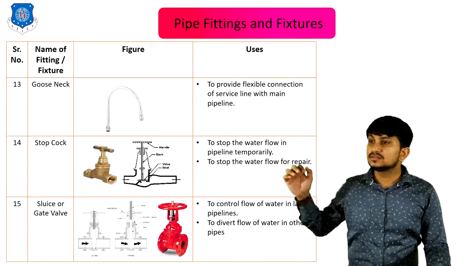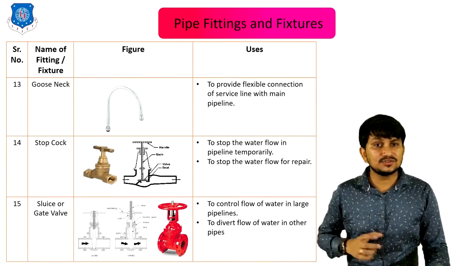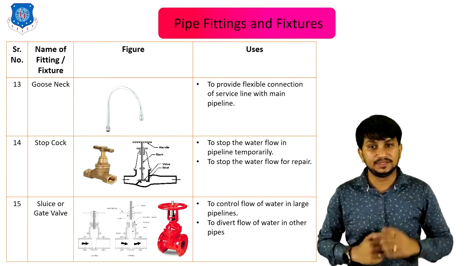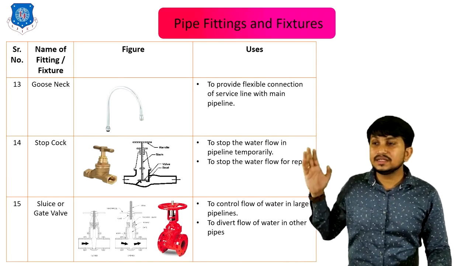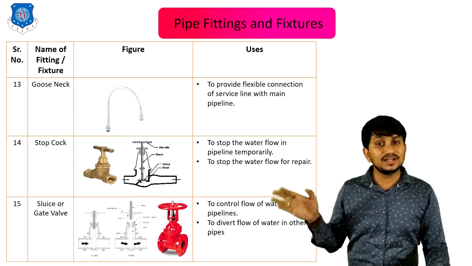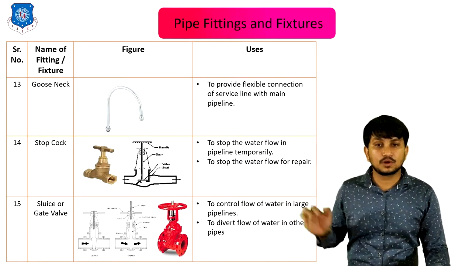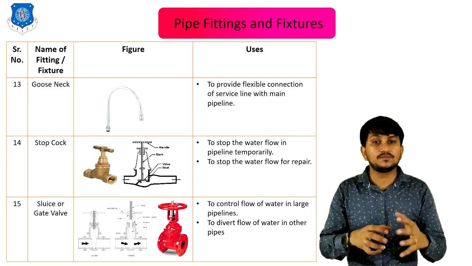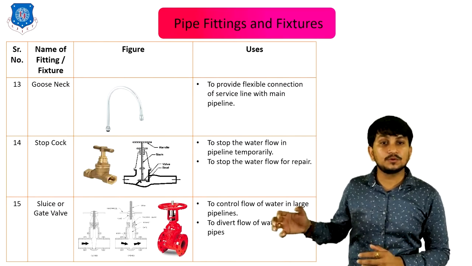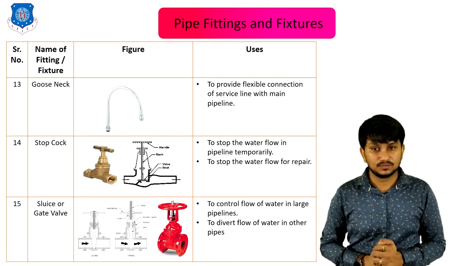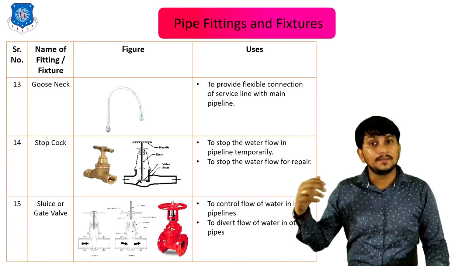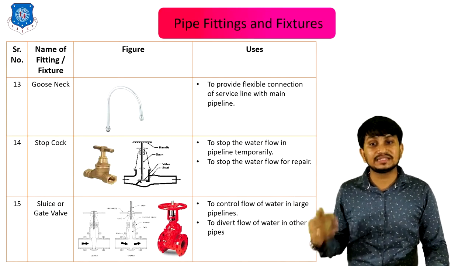13th is gooseneck. It is used to provide flexible connection of service line with main pipeline. It is usually used in the bathrooms also. Fourteenth is stopcock. You can clearly see the structure of stopcock. It is used to stop the water flow in pipeline temporarily. It is used to stop the water flow for repair work also. This is called as stopcock. It is generally used in all bathroom fittings or kitchen fittings, etc.